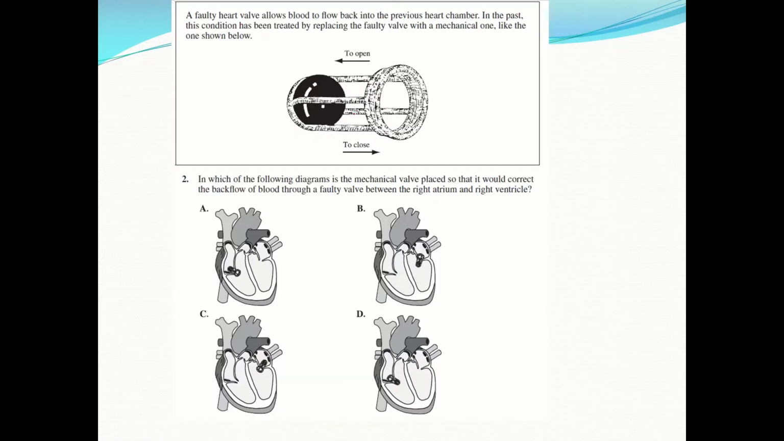And then we're looking for which way we will put the artificial heart valve, right? So blood's got to flow this way, so that would push it closed. That wouldn't work. Again, it's going this way. That would push it closed. That wouldn't work. This would work, and this would work. So these guys are out. So we want to replace it between the right atrium and the right ventricle. So the right side is this side over here, right? It's opposite, so this would be the right side.